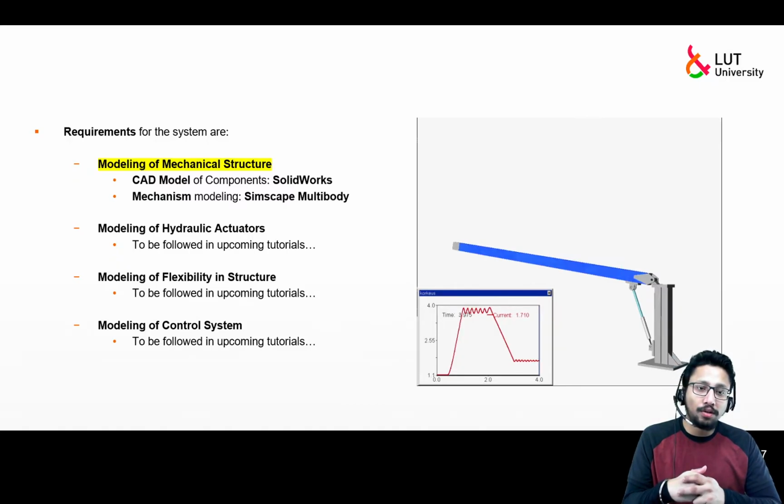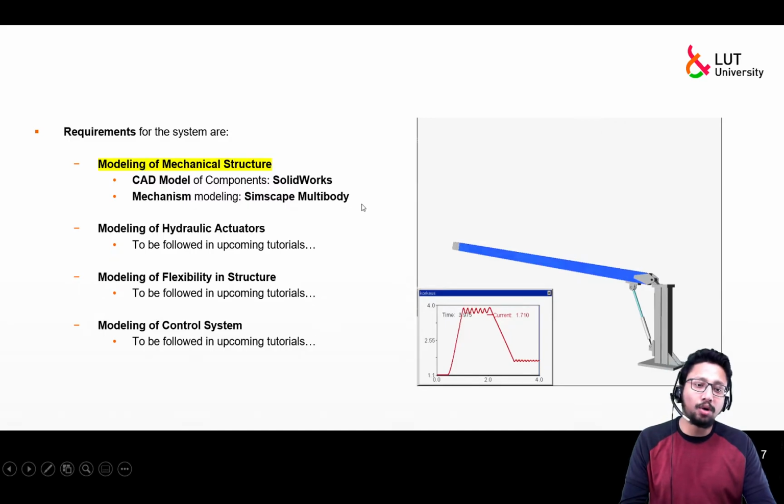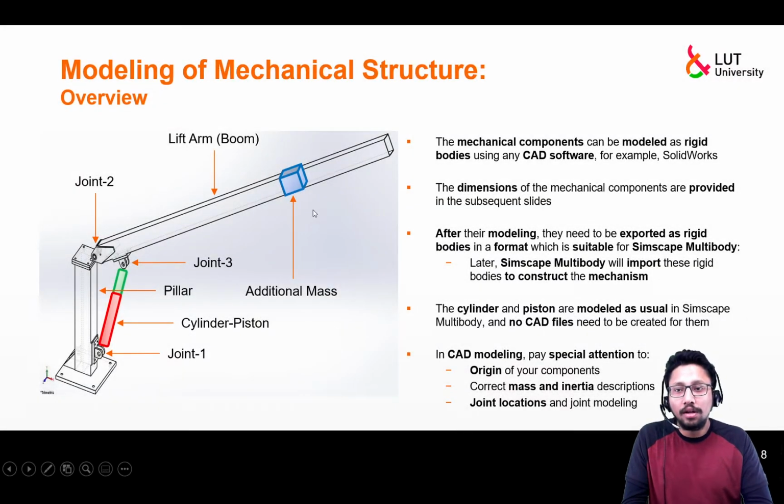And if you follow the previous course, sorry, I'm again and again reiterating the fact that you have to follow the previous course and then you can follow this course, because it is very crucial. There are simple examples in all the previous tutorials from the last course, because once you do that, then modeling the mechanism in Simscape Multibody will be very easy. So for modeling of mechanical structure, two software packages are required: SolidWorks and Simscape Multibody.